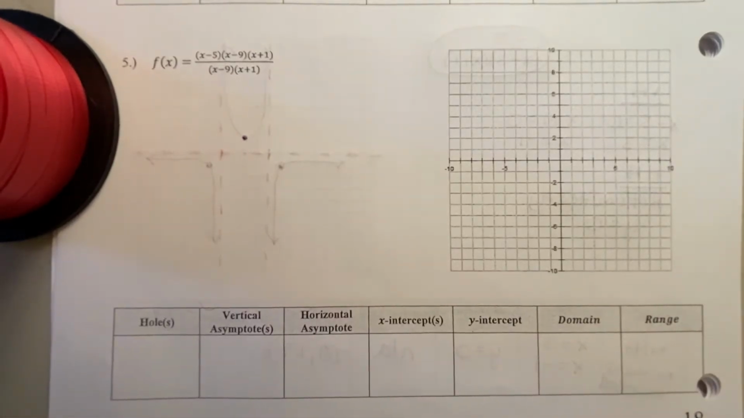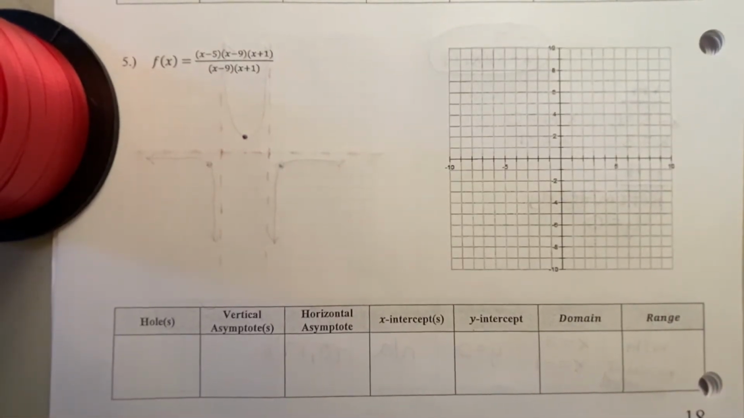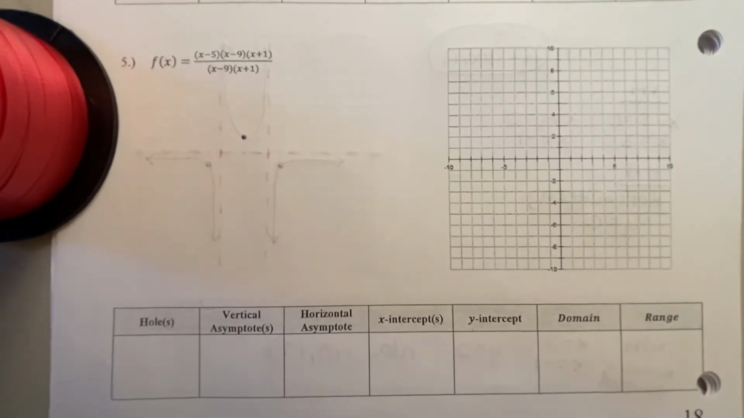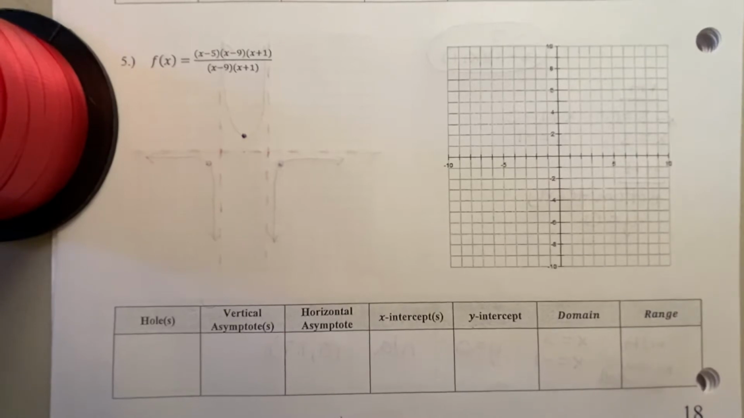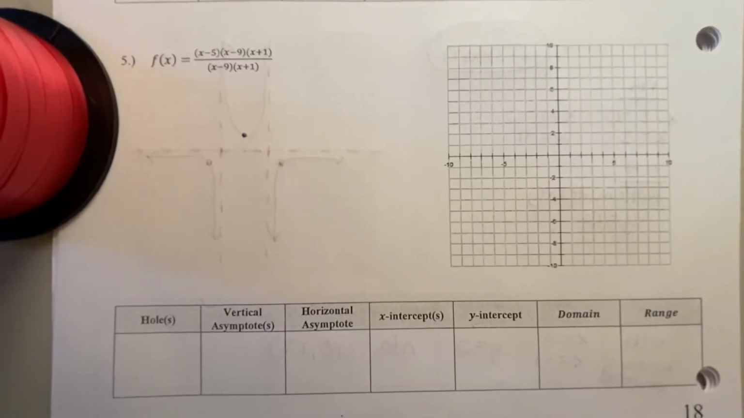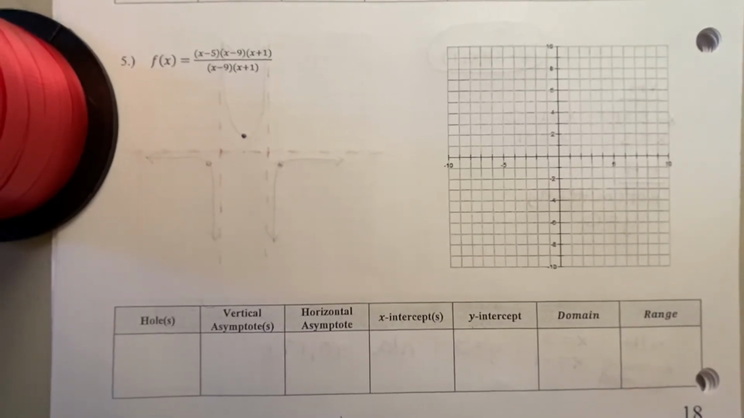Right, in this video, we're going to focus on holes, asymptotes, x-intercepts, and y-intercepts. So this one goes a little bit more in depth. I'm going to be looking at problems 5 through, I think, 9, and it's on pages 18, 19, and 20 of your packet.